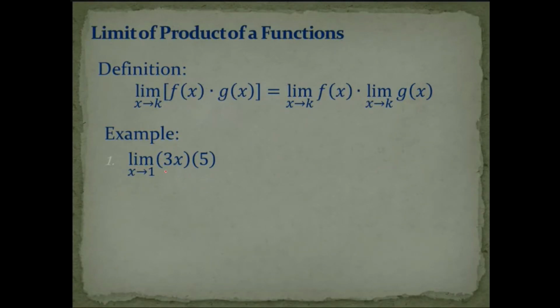from the definition, pero dito kasi may constant. So, ang gagawin natin, ilalagay sa harap. So, 3 times limit of x as x approaches 1. Okay. Multiply natin ito sa limit of 5 as x approaches 1. Okay. So, ito yung magiging 3 times. Ang value dito is 1. So, 3 times 1 times 5. So 3 times 1 times 5 is 15.